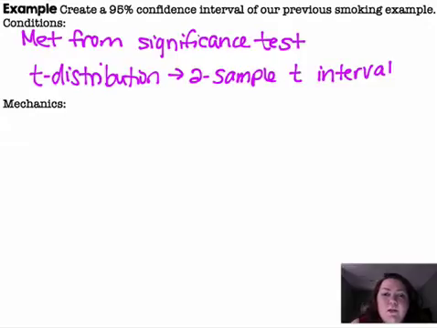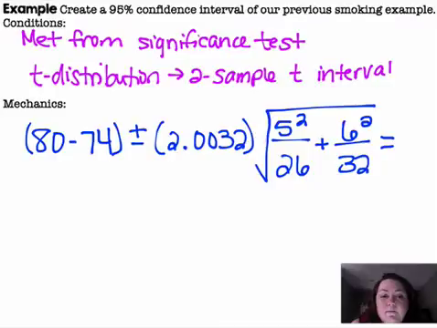Well, we already checked the conditions, so we're going to just state that the conditions were met. We're using a t-distribution, and we're doing a 2-sample t-interval. Our mechanics: I would plug everything I have into my calculator at this point, and I'm just going to fill in all the pieces that I get from the calculator.